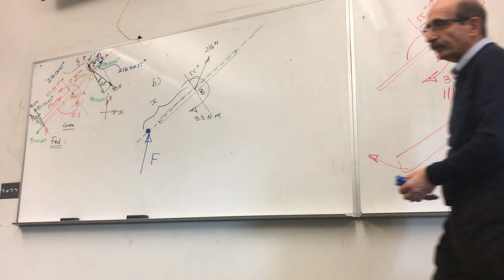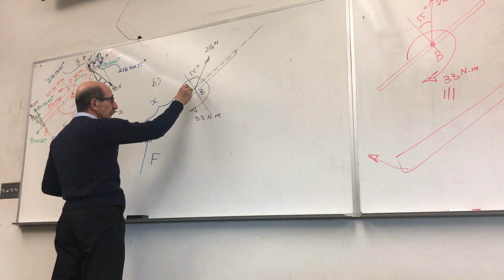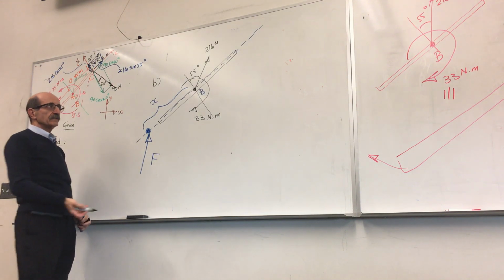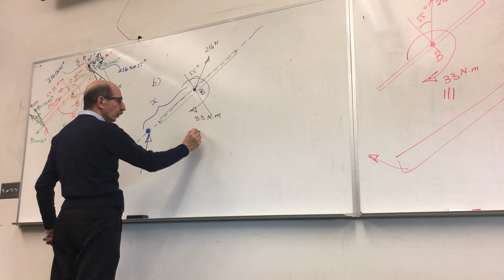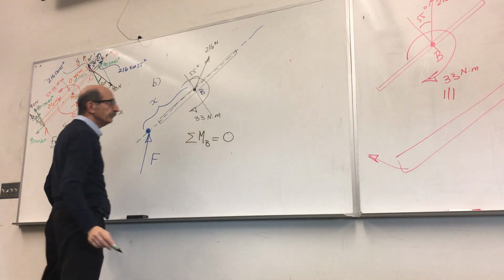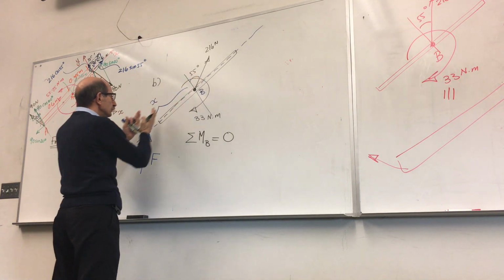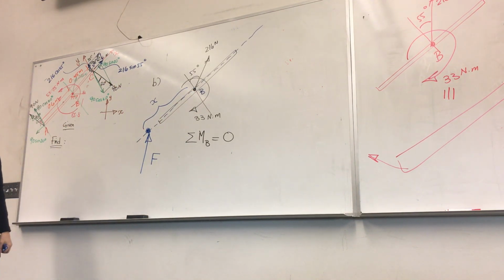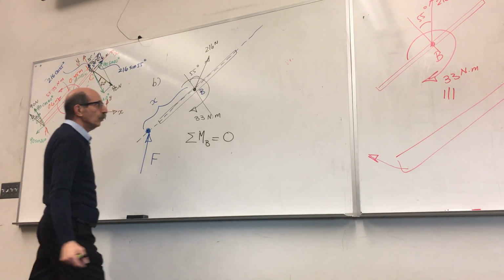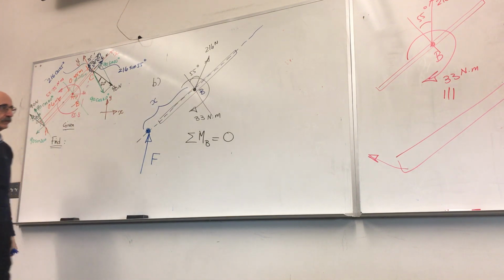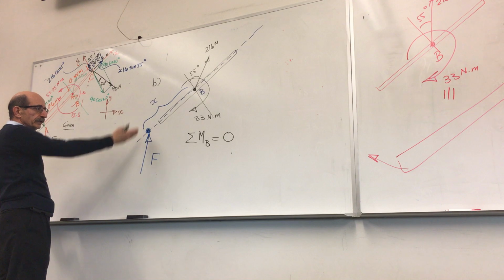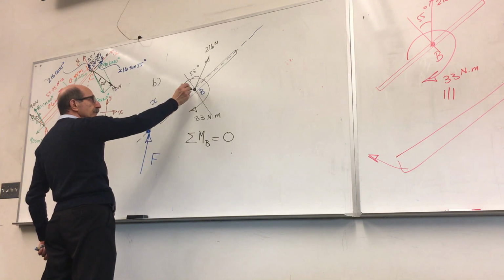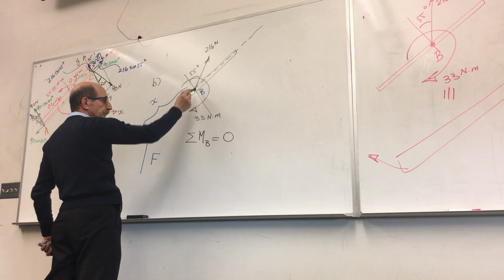Or vice versa. If I take summation of moments about this point, since there's only a single force acting here, if I take summation of all moments about B, in other words, imagine you've moved all the forces here and you don't end up with a moment. So the summation of all moments at this point, or at this point, doesn't matter, would be zero, because I only have a single force. So if the summation of moments about point B is equal to zero, obviously this force doesn't make a moment about point B.